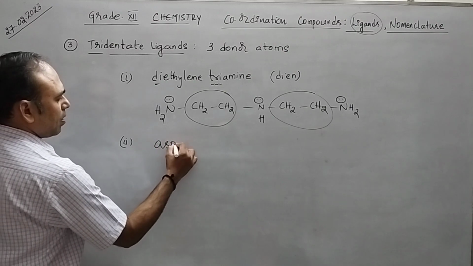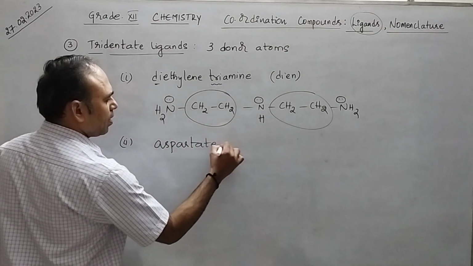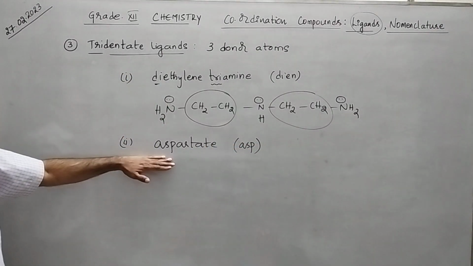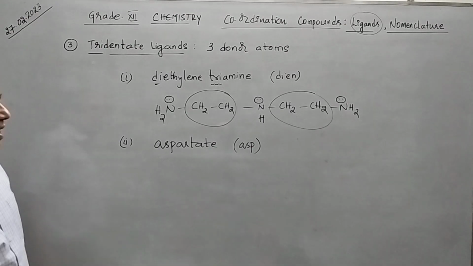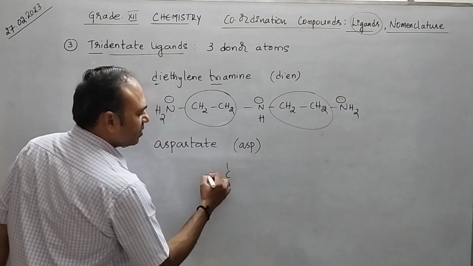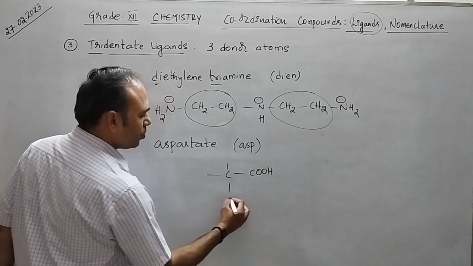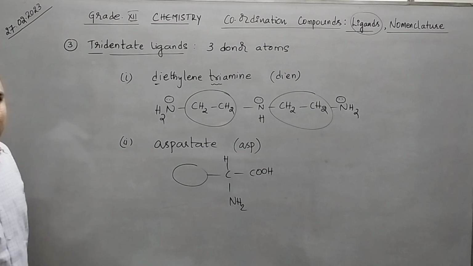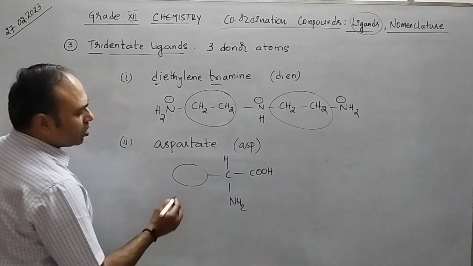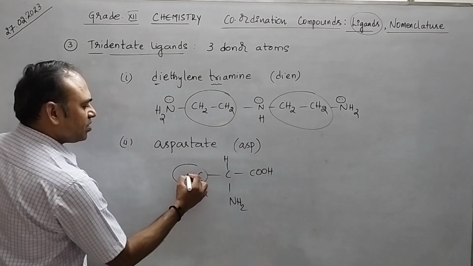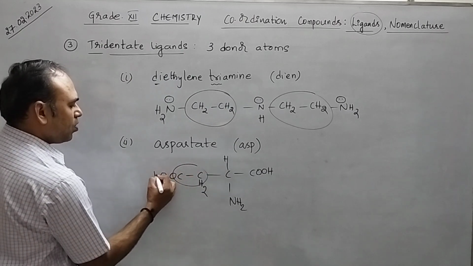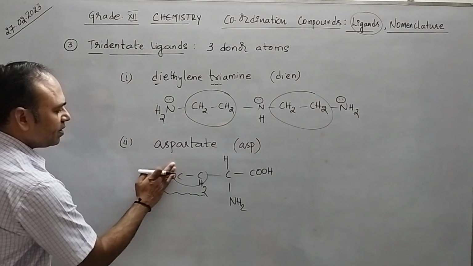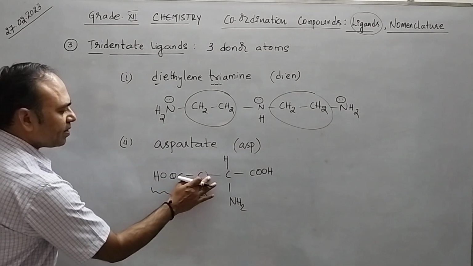Second one is aspartate. So we can write it as ASP. Before writing this ligand structure, let us write aspartic acid. You know that an amino acid contains a COOH group and an amino group. So here H. Now what will be your R group? Because it is aspartic acid, it has 2 acidic groups. In the structure we know it is CH2COOH. So this is your R group.